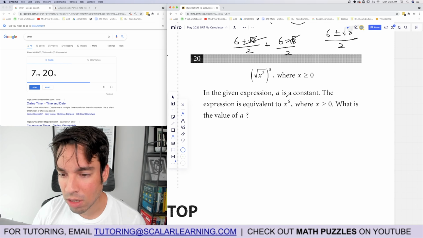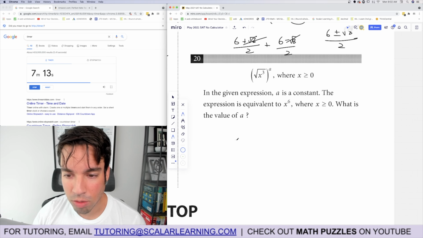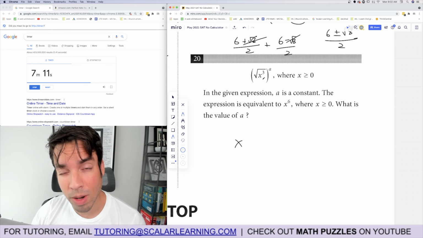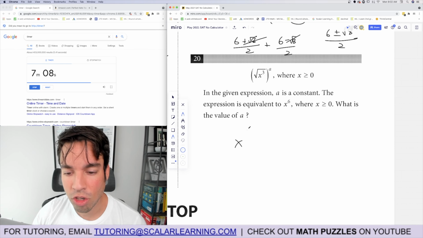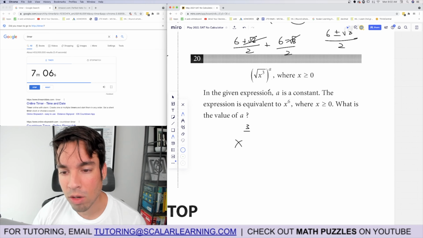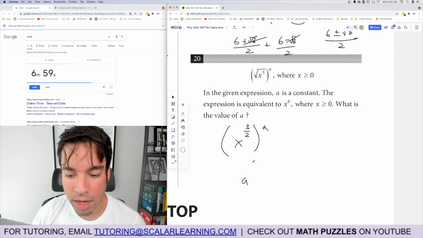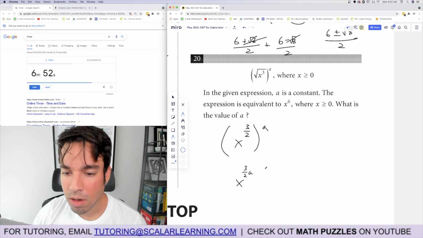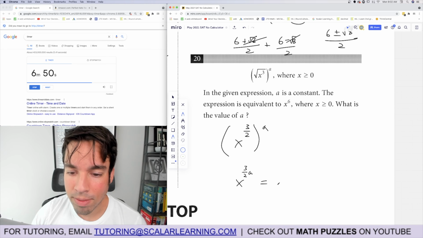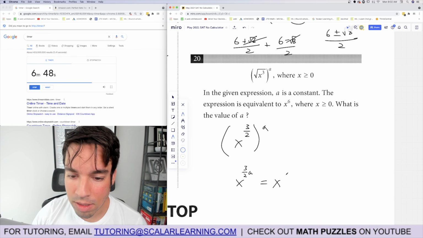In the given expression, a is a constant. The expression is equivalent to x to the 6th. Hold on, let me think about this for a second. So that's the square root. That's the third power. So I'm going to turn this into its rational exponent equivalent. Since it's cubed, that's in the numerator. Square root, that's in the denominator, that's a 2. So it's this to the a power, which is the same as x to the 3/2 a, because they just multiply. And they're saying this is equivalent to x to the 6th.